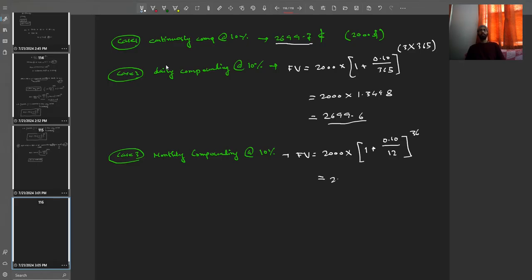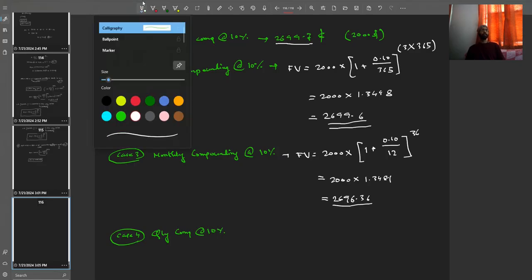This is coming to be 2000 multiplied by 1.3481. This is equal to 2696.36. Now 2696.36 is obviously less than 2699.6. Now we'll do case 4, which is quarterly compounding. Quarterly compounding at 10%. Here again the future value, let us write this.